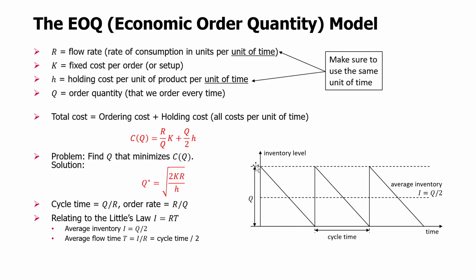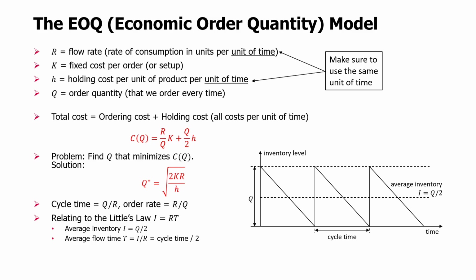So on average, a product spends half the cycle time, and I think it is easy to see. If you receive the quantity and immediately you start using some units, some of those units will have very short flow time, but some of those units that you will use at the end will spend almost the whole cycle time in inventory. So average flow time will be cycle time over 2.